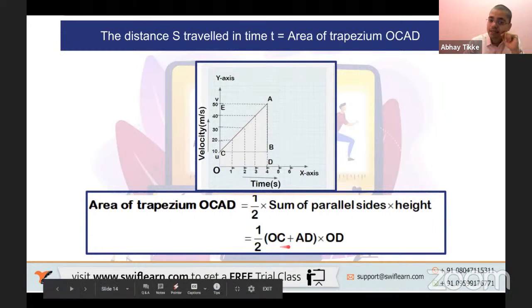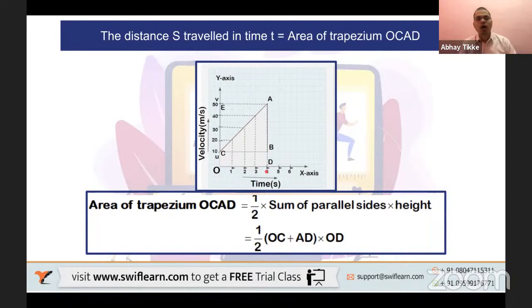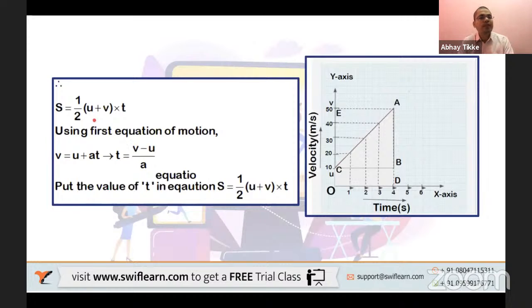So U plus V लिखेंगे इधर, OC plus AD के लिए U plus V लिखेंगे into OD. OD is what? Time T, isn't it? Right? So लिखो इसमें. So half into U plus V into T, right? Using the first relation, right? You know what the first relation is? Velocity time relation. V equal to U plus AT.